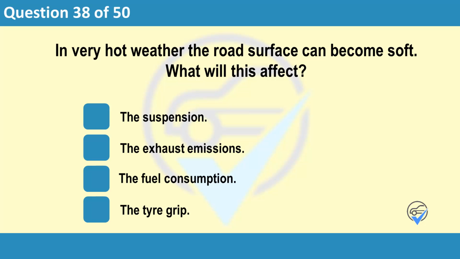In very hot weather, the road surface can become soft. What will this affect? The suspension, the exhaust emissions, the fuel consumption, the tyre grip. If the road surface becomes very hot, it can soften. Tyres are unable to grip a soft surface as well as they can a firm, dry one. Take care when cornering and braking.